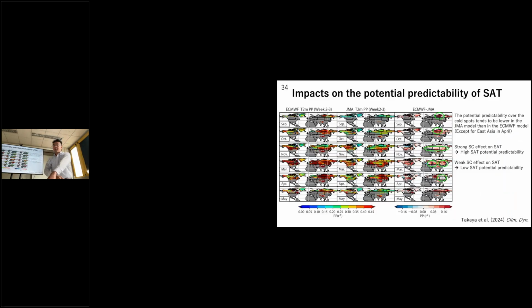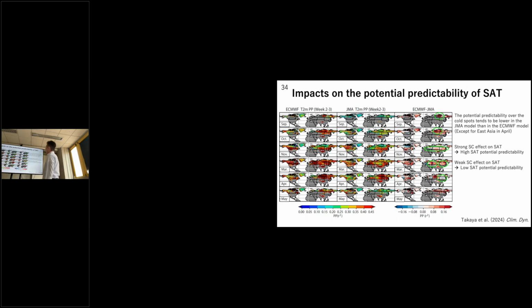And the other question is how the snow impacts the potential predictability of 2-meter temperature. Because we know that the two models, the ECMWF and the JMA model, are quite different in terms of the snow influence. So we are interested in the impact of the snow on the potential predictability of surface temperature.